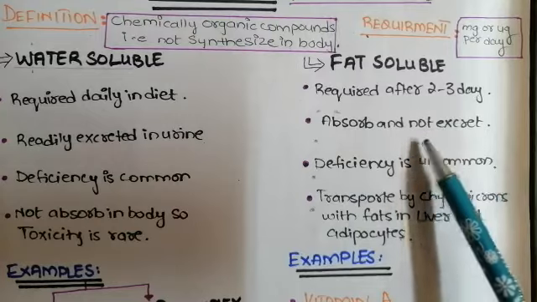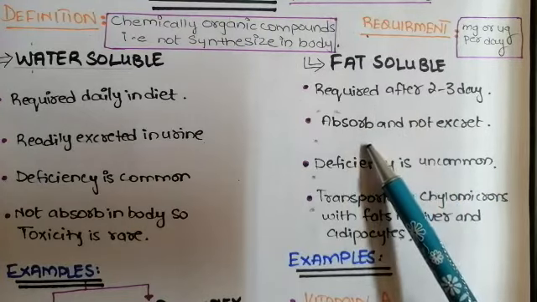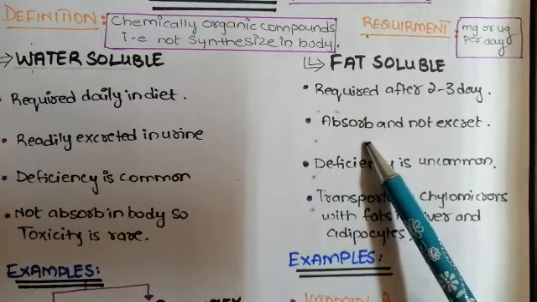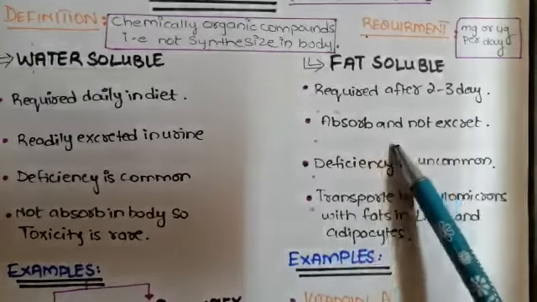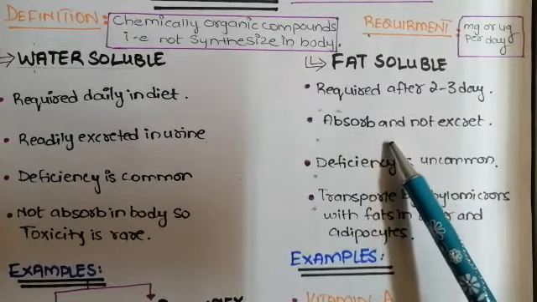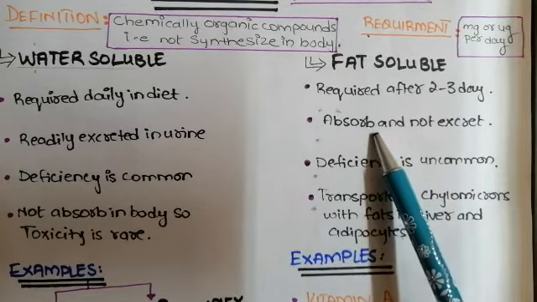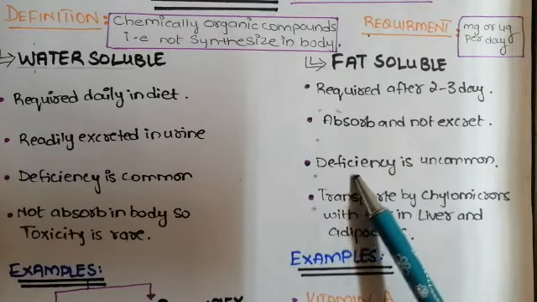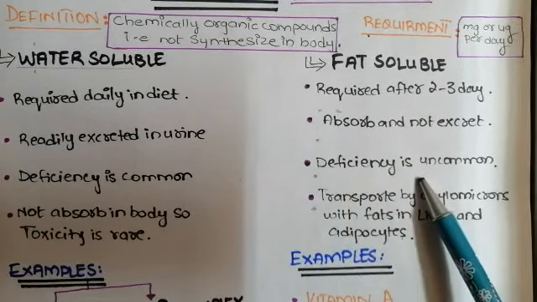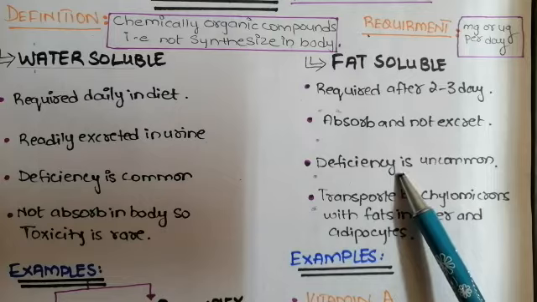Another property of the fat soluble vitamins is that they are not excreted daily. They are not easily excreted because they are fat soluble. So they are absorbed through the lipoproteins or chylomicrons in the body, and they are not excreted through the urine. They remain absorbed for 2 to 3 days. Because their absorption remains for 2 to 3 days, their deficiency is uncommon. They are not easily deficient in the body. They remain in the body for about 2 to 3 days, so we can easily take them about once or twice in a week in the diet.